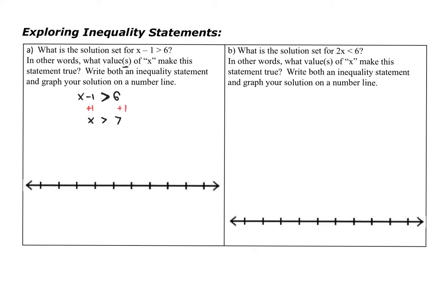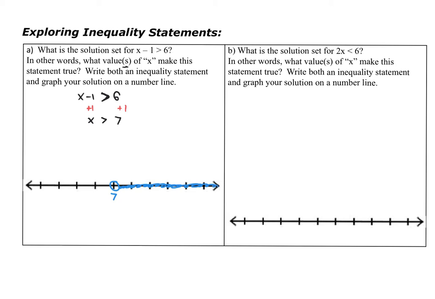So you're going to have these blank number lines to work with, and I'm just going to put my boundary right in the middle. So 7 is my boundary. 7 is that boundary where this statement either becomes true or untrue. And since 7 cannot be a part of my solutions because this is not x is greater than or equal to, it is just x is greater than, put my open circle.